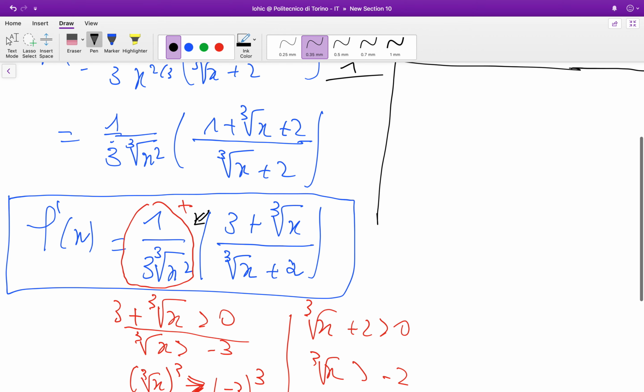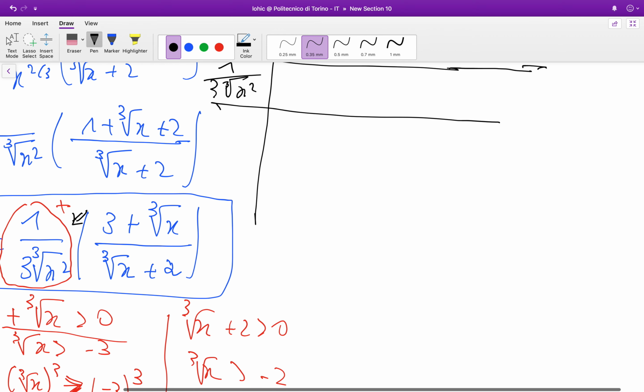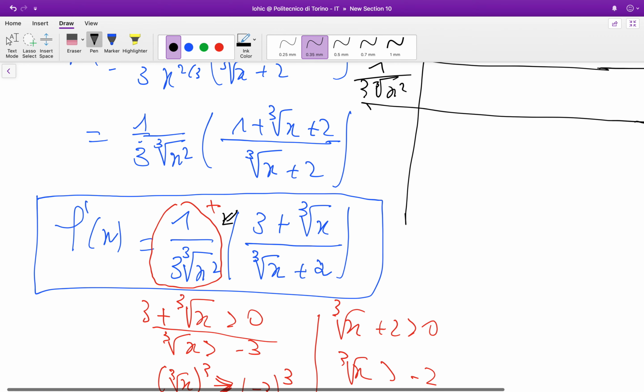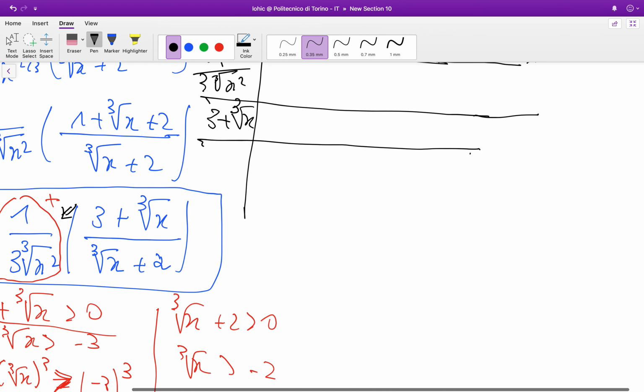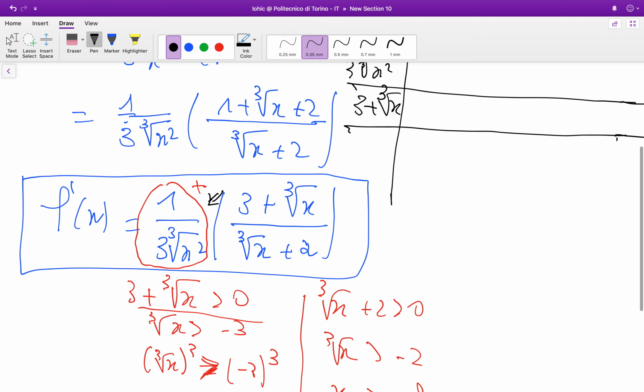1 over 3 cubic root of x squared is the first piece of the derivative. The other pieces are 3 plus cubic root of x, and the last piece is cubic root of x plus 2. And finally here we have f prime.